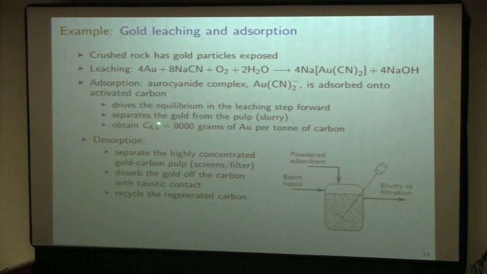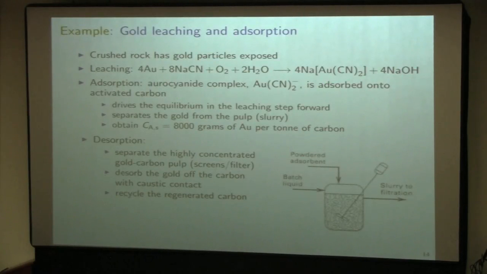You can end up with about 8 kilograms of gold loaded onto a ton of carbon. So you've gone from about 8 grams per ton of gold in sand to about 8 kilograms of gold per ton of activated carbon that you've loaded up. But now you've got this mixture of sand and sodium cyanide and sodium hydroxide, pretty nasty chemicals, and activated carbon.